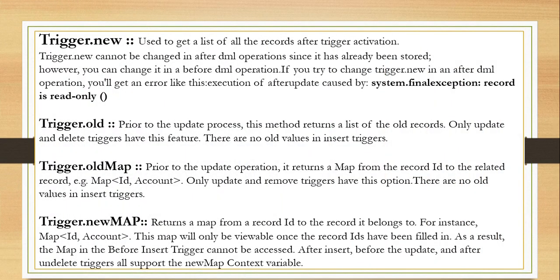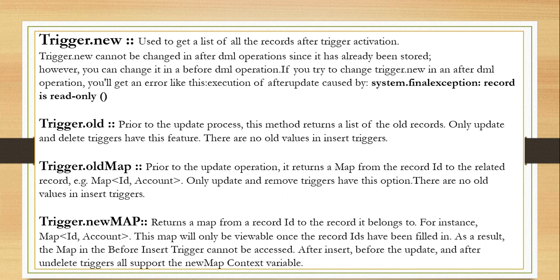Trigger.new is used to get a list of all the records after trigger activation. Trigger.new cannot be changed in an after DML operation since it has already been stored. However, you can change it in a before DML operation. If you try to change trigger.new in an after DML operation, you will get an error like this: execution of after update caused by System.FinalException: record is read-only.